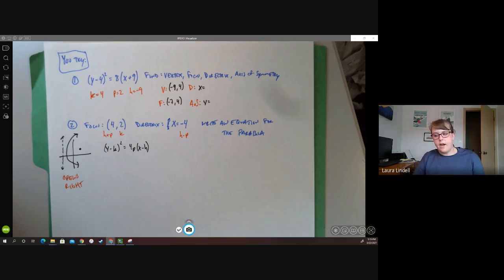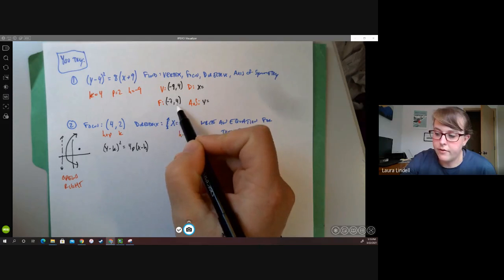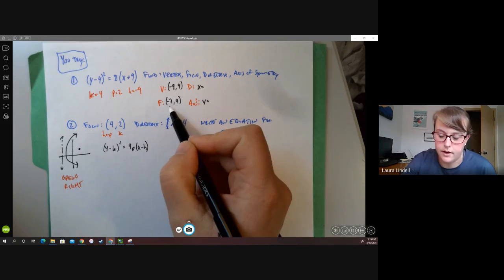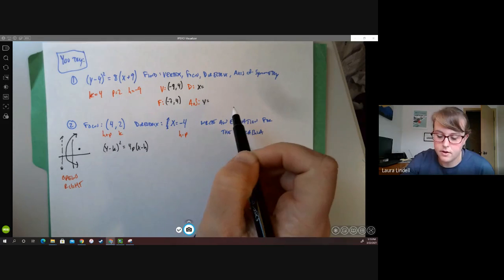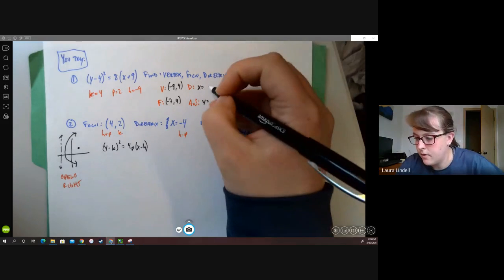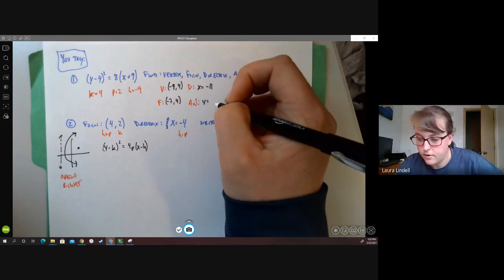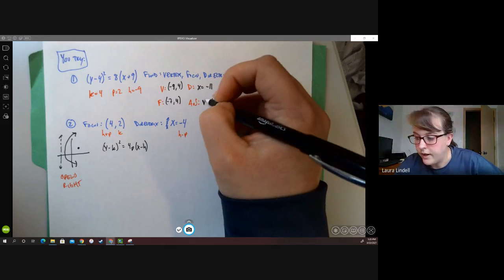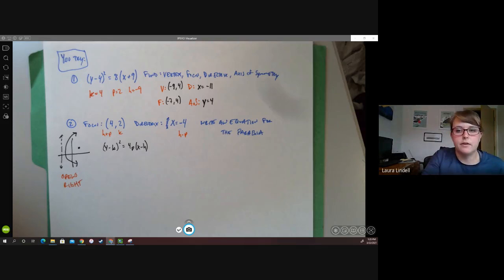If you got negative 9, 4 for the vertex on the first one, you're right, it's just H, K. And then negative 7, 4 for the focus because it's H plus P, K, and P is 2. And then we have H minus P, so that'd be negative 11. And then y equals k is the axis of symmetry, so y equals 4. So there's the first one. Give you another minute on the second one.